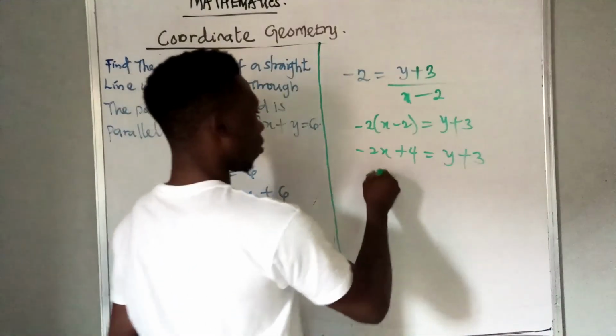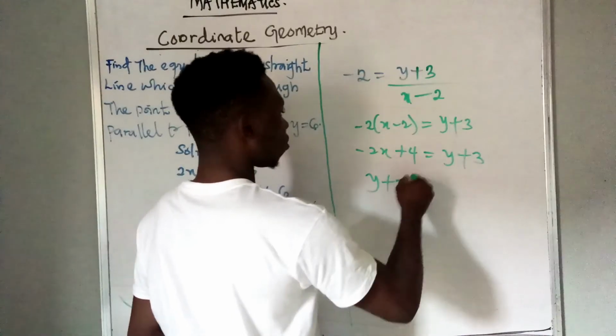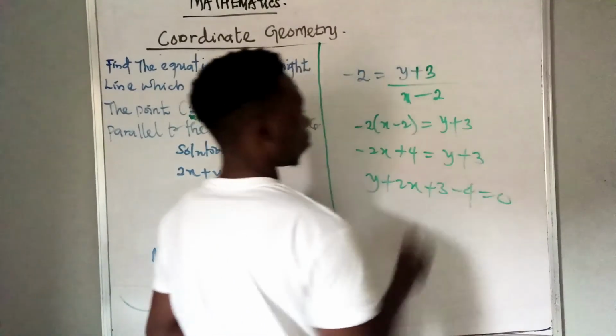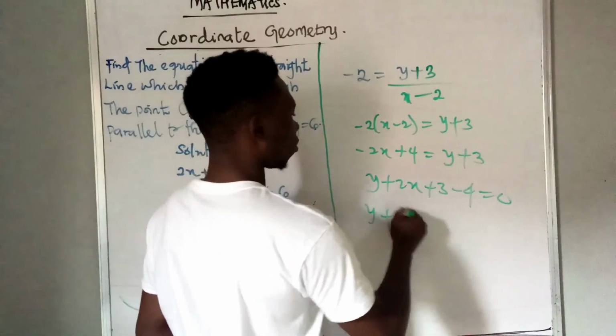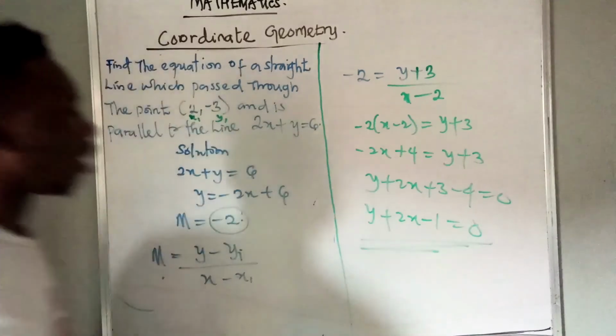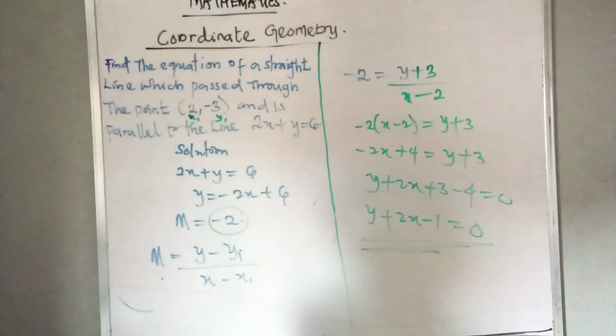So bring all this to this side. So y plus 2x plus 3 minus 4 is equal to 0. So y plus 2x minus 1 is equal to 0. And that is what we have there as the equation.